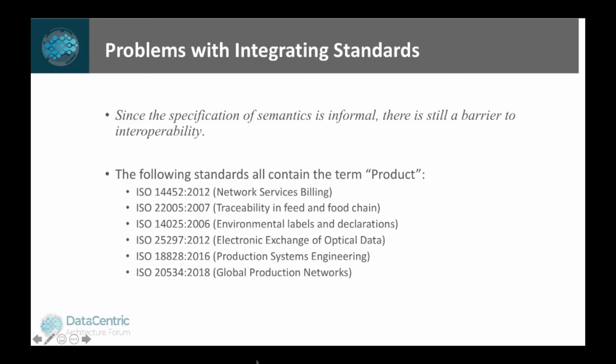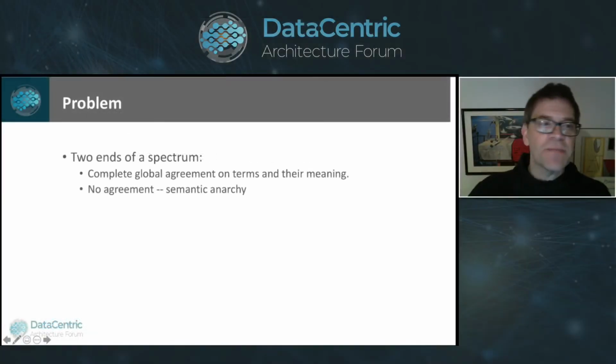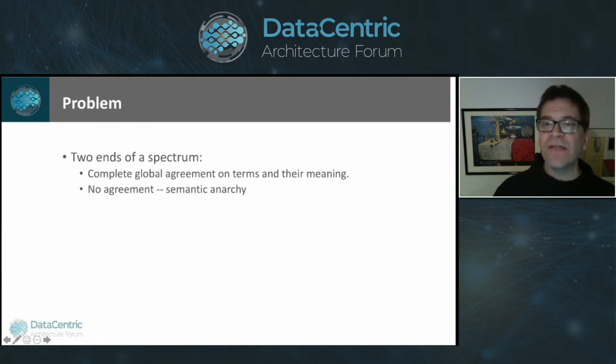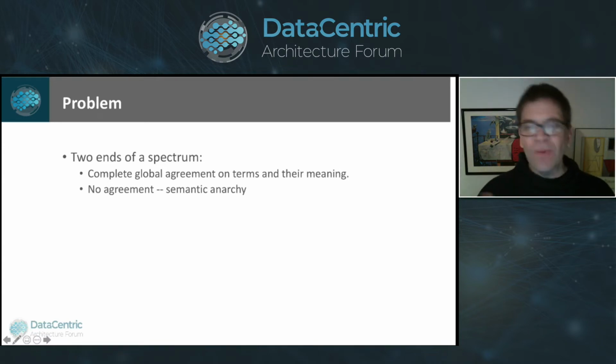Okay, so what we have now is a problem where there are 2 ends of a spectrum, right? Either you enforce a complete global agreement on terms and their meaning, or at the other end of the spectrum, you have no agreement whatsoever, effectively semantic anarchy, which is to a great extent what still happens today. So how do we deal with this? How can we capture consensus, but at the same time be flexible enough to identify what other kinds of relationships there can be?